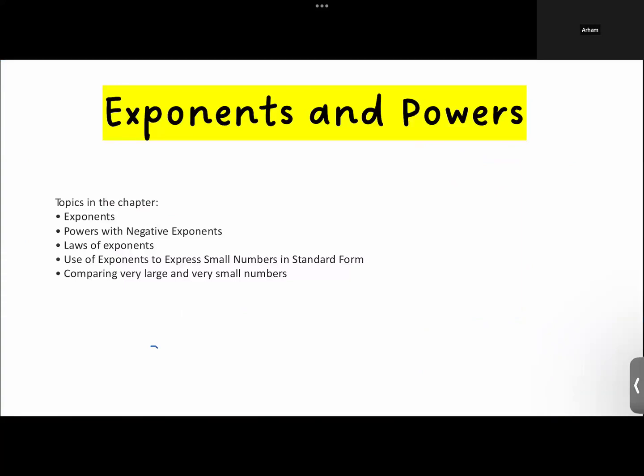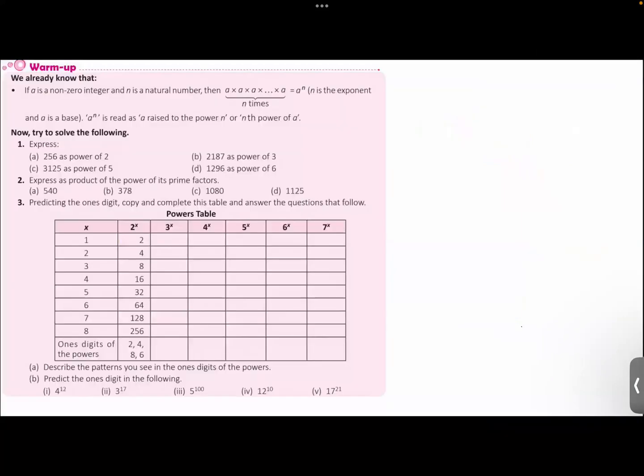So the basic idea of the chapter, I guess, is clear. Others haven't joined yet, no? Arhan, Ahmed, they haven't joined yet. Yes, sir. Okay, let them join.